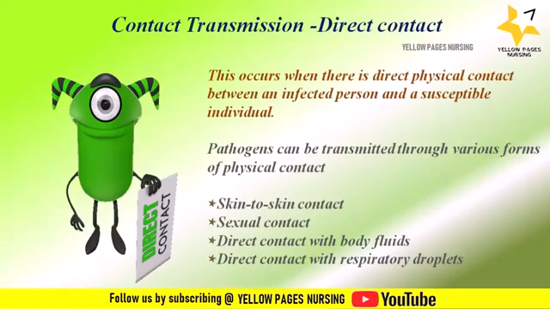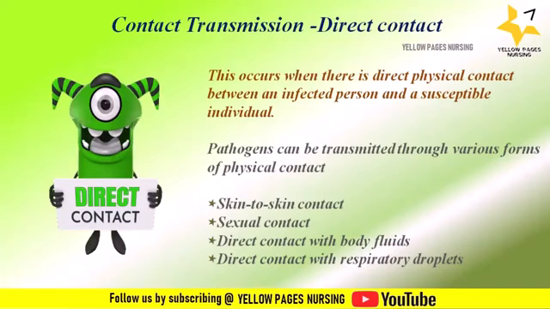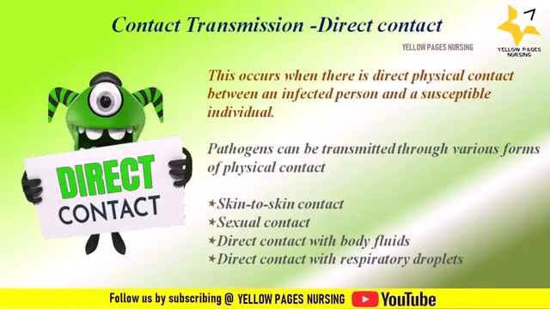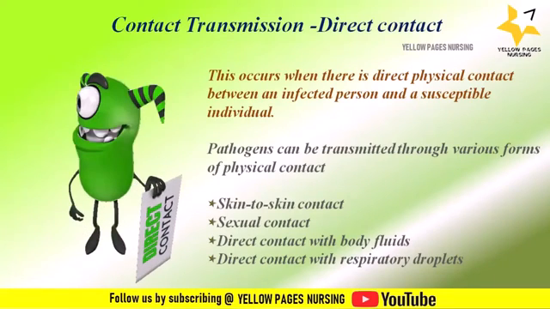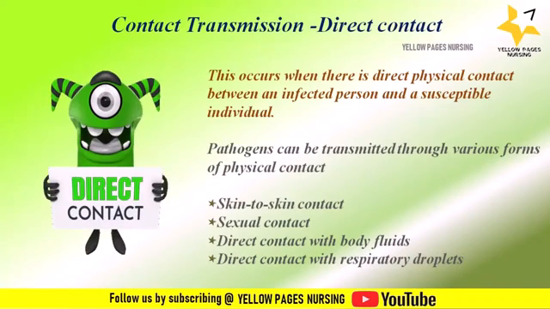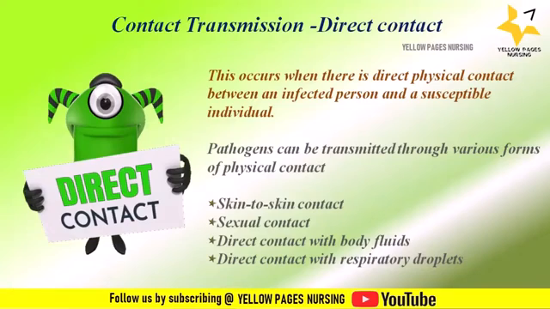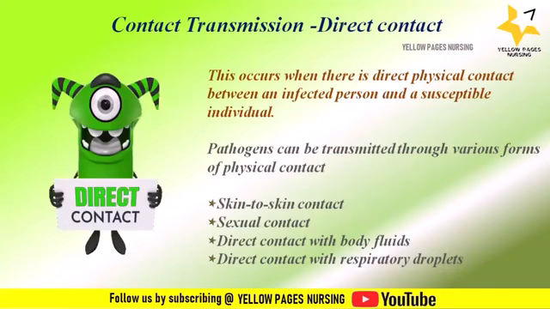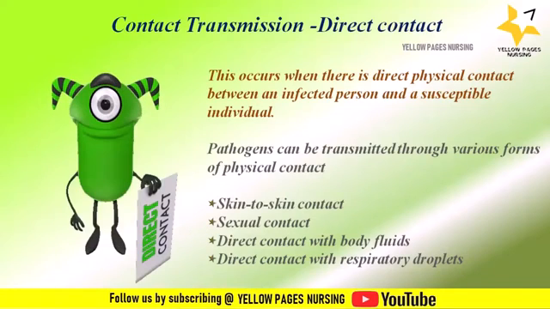In skin-to-skin contact, pathogens can be transferred when the skin of an infected person comes into direct contact with the skin of a susceptible individual. For example, hugging, shaking hands, or touching. In sexual contact, certain sexually transmitted infections can be transmitted through sexual activity, including vaginal, anal, or oral sex. Examples include HIV, syphilis, herpes, gonorrhea, and chlamydia.